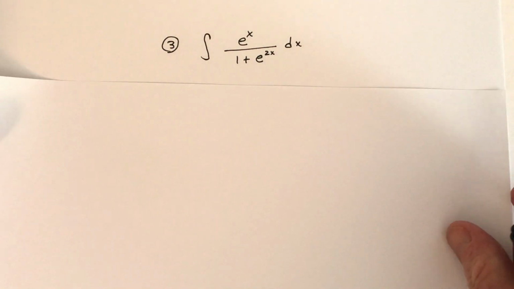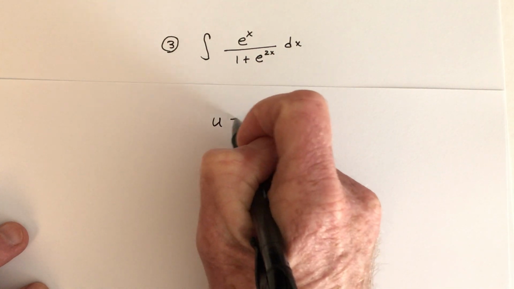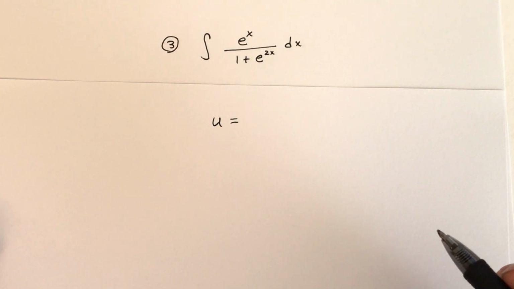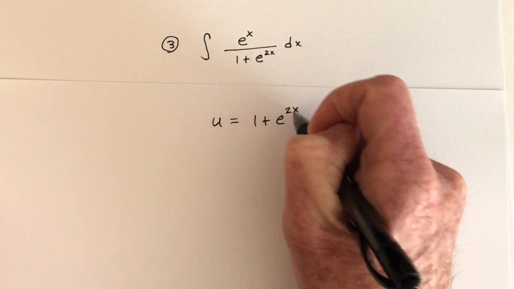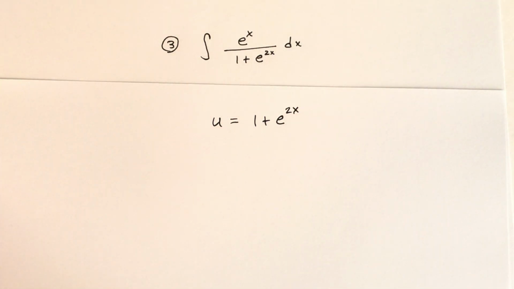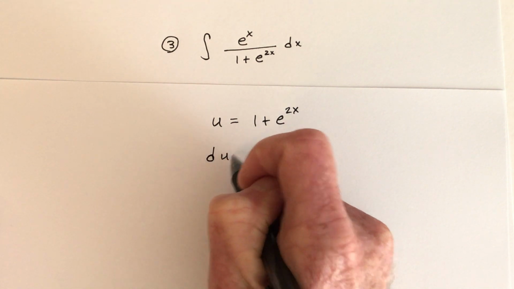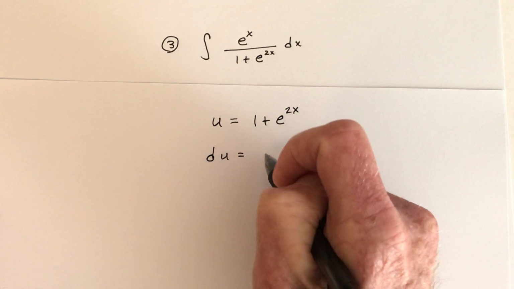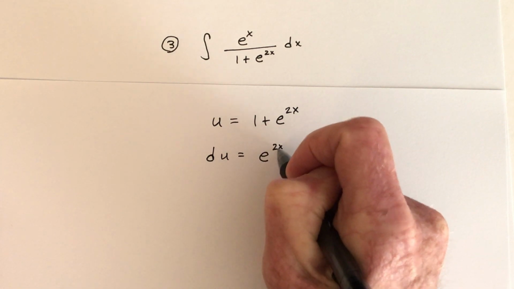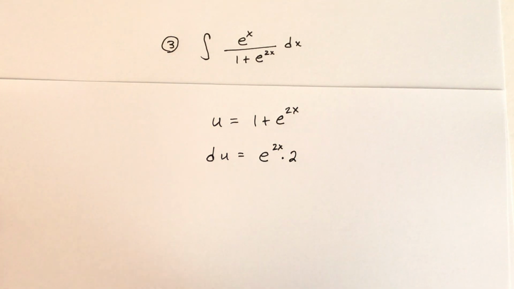So with this one, sometimes when you do u substitution and you go, all right, let u equal, and they say you should let it equal the bottom of the fraction, 1 plus e to the 2x. And now take the derivative of that. So the derivative of 1 is 0. The derivative of the e function is the e function. Then we need to do the chain rule. The derivative of 2x is 2.